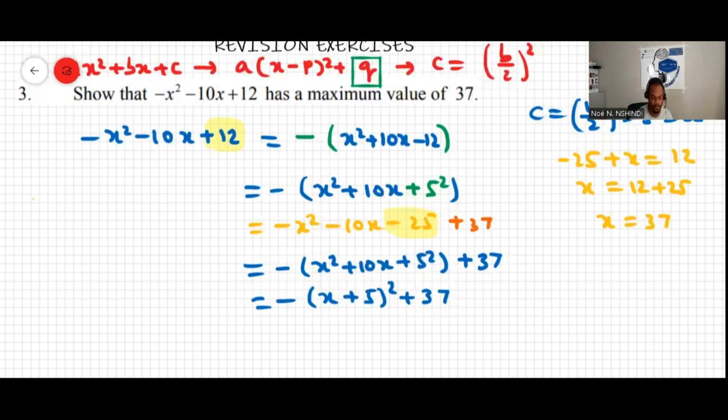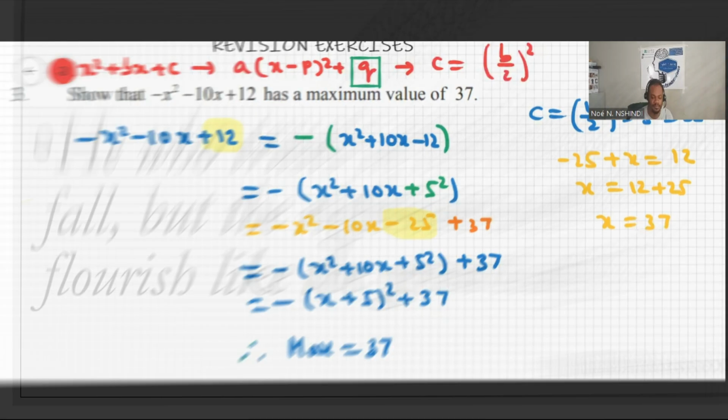We say therefore, the max is 37, proven. Okay.